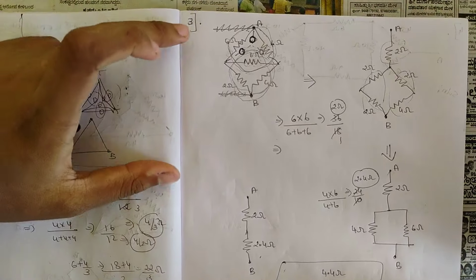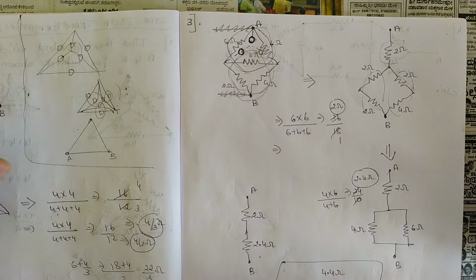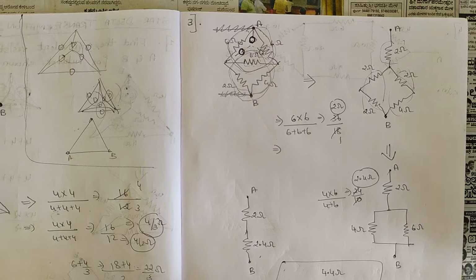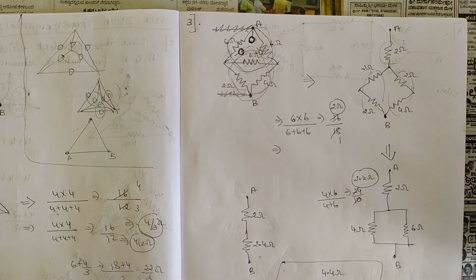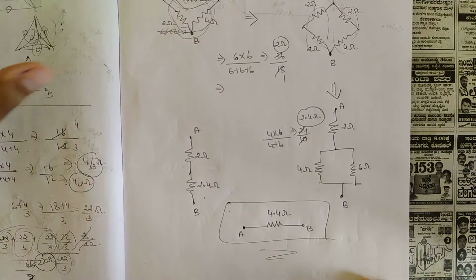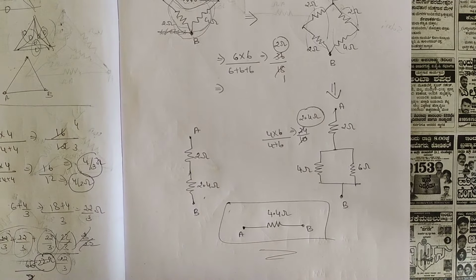Don't confuse here. If we have two triangles here, don't consider that we are having two delta connections. In order to have a delta connection, we should be having three resistances minimum. We are having only one single delta connection here. So that's all, guys. Take down this problem.